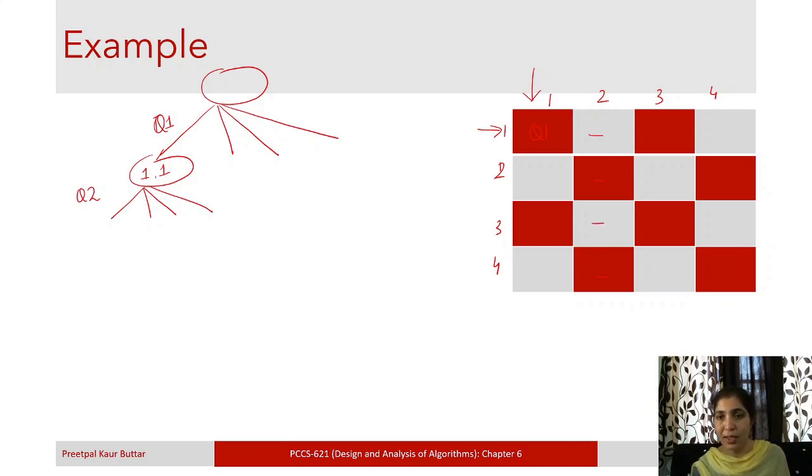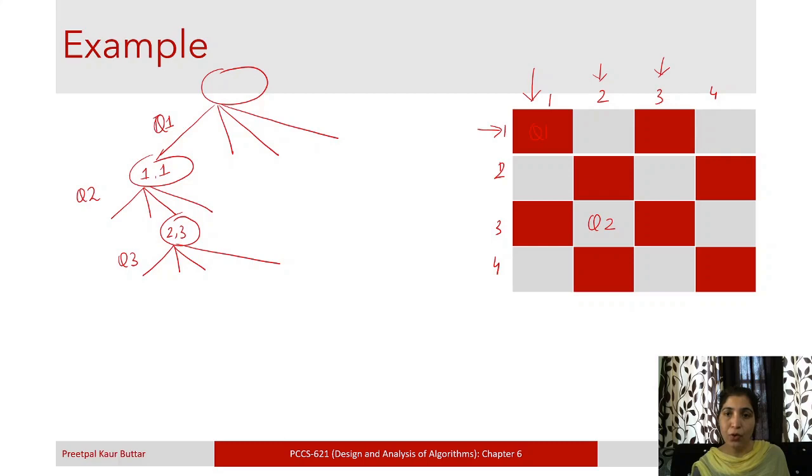And if we place it here, there is a clash with queen 1. If we place it here, there is also a clash. If we place it here, this is okay. So it means this is the feasible solution, 2 comma 3 at position 3, right? We have placed queen 2, right? Okay, so now we go to explore its children. It means now we are looking at this column. It means now we are trying to place queen 3.